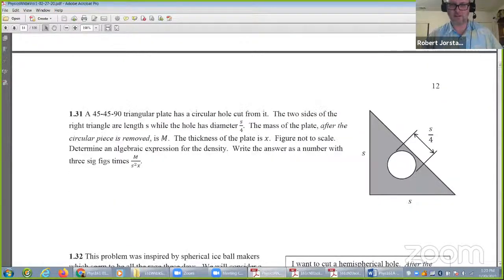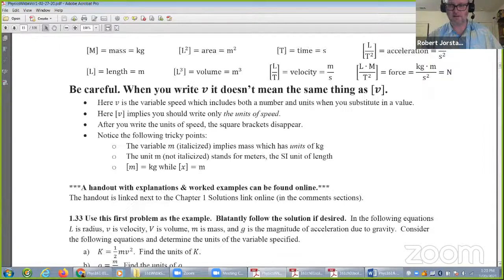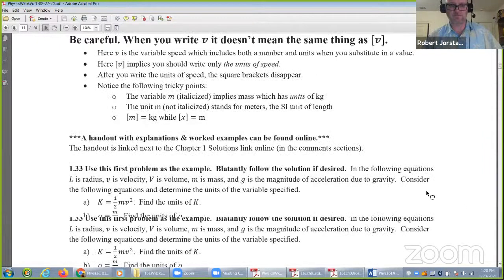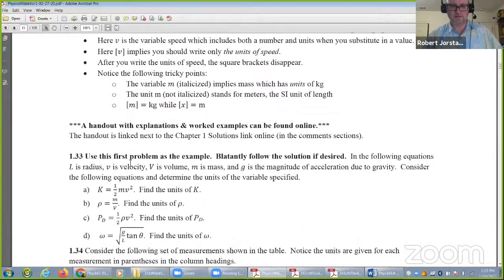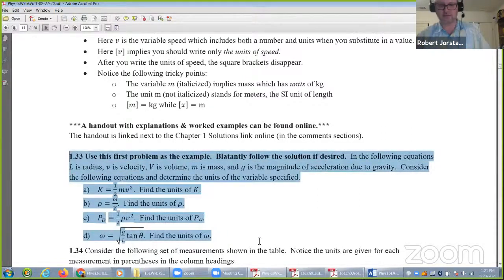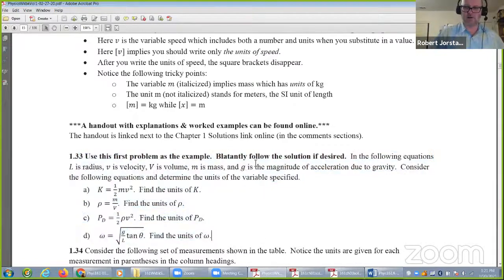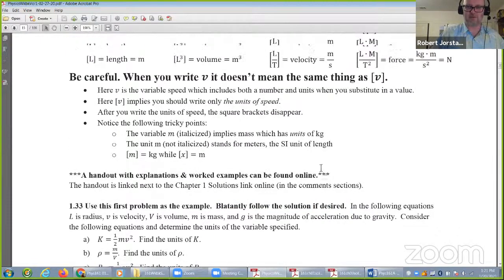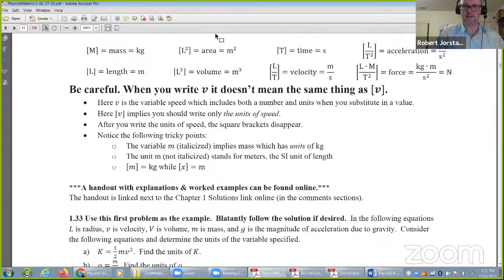We actually have some really good notes for this stuff. Okay, this one. I want to point out physics problem 1.33. So notice I say blatantly follow the solution. I'm going to try and show you how to do units math. But for me, there's a thing called dimensional analysis. Okay. Your textbook does a bad job at this.